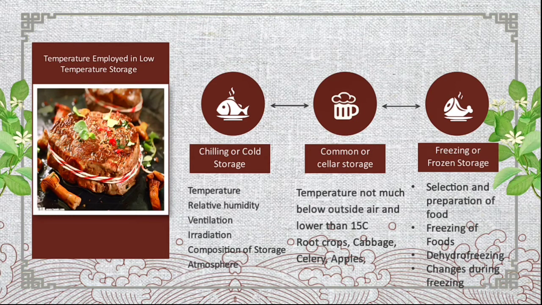Next one is dehydrofreezing. Dehydrofreezing means certain fruits and vegetables, fish, shrimp, and mushrooms are now being frozen by means of liquid nitrogen. This process is called dehydrofreezing. Fruits and vegetables have about half their moisture removed before freezing.